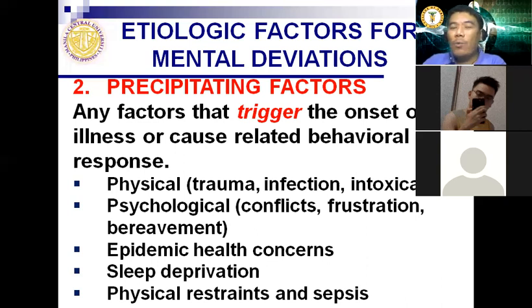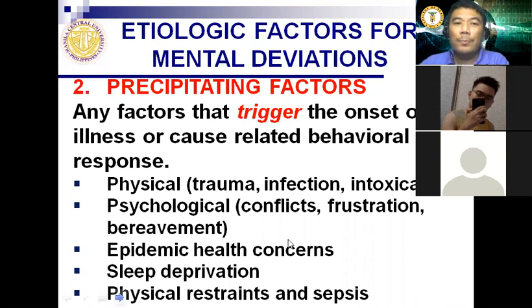Epidemic health concerns. If we say epidemic, it's local. Pandemic is global and includes the local. So epidemic health concerns may trigger specifically communicable and infectious diseases, which may infect anyone. Sleep deprivation may also trigger problems. Remember, when you are deprived of sleep, it may trigger problems with the immune system, mental focus, and specifically the thought process. Trigger meaning it may cause. Also physical restraints, and sepsis, which is infection.